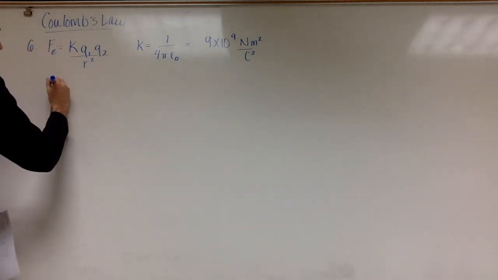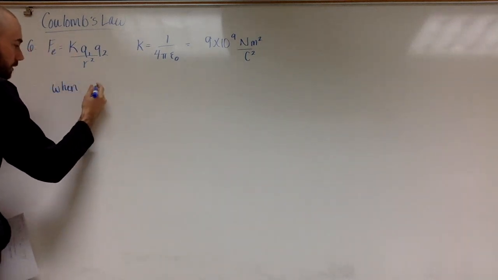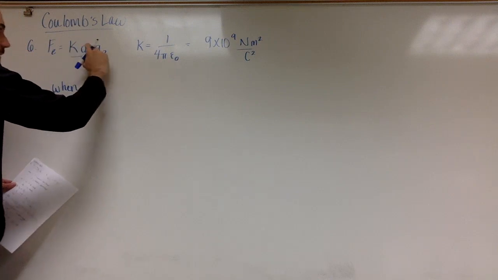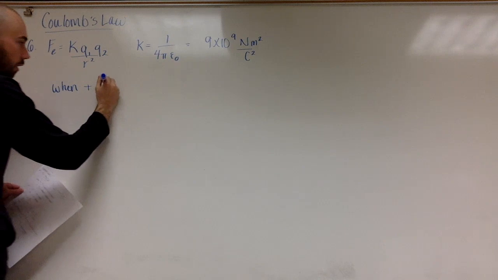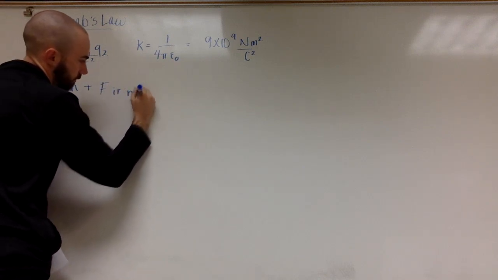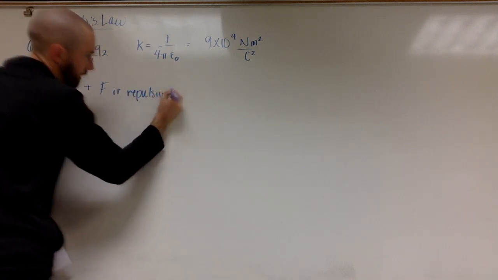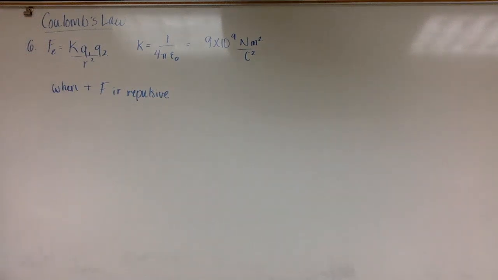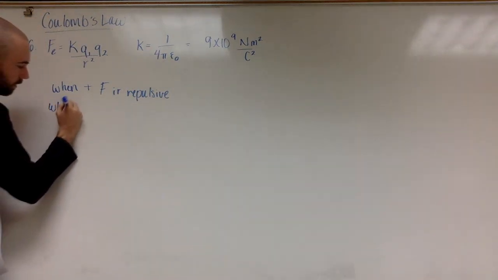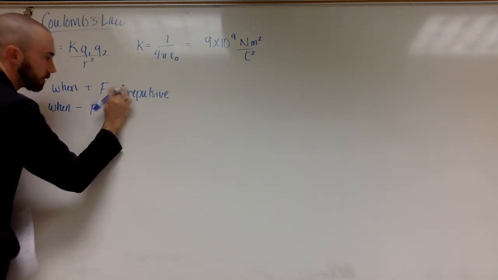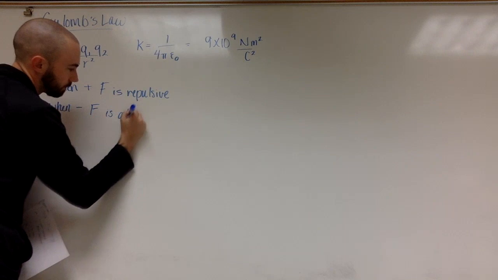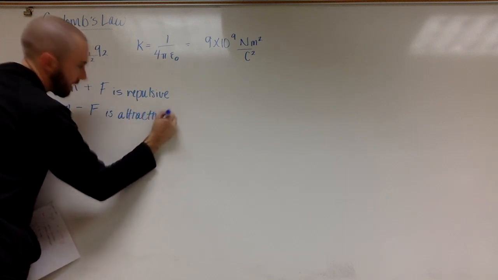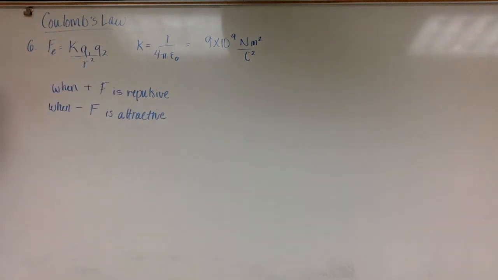So what does it mean, though? If we have two positive charges or we have two negative charges, what's going to happen to the sign? They're going to cancel out. So when positive, our force is repulsive. It's when you have two charges of the same sign. But when we get a negative value, the force is attractive. So if I end up with a positive and negative up there, their signs won't cancel out, so I end up with a negative sign overall.